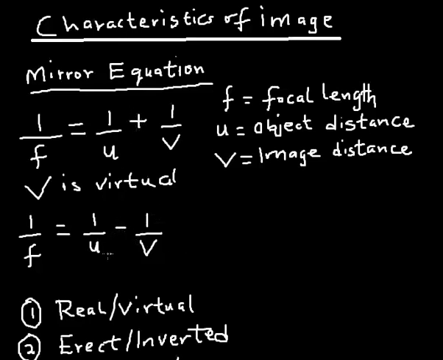Now the question: how do you know if the image is virtual? Let's now go to the ray diagram proper. The nature of the image, as we've already said, depends on the position of the object with respect to the principal focus. Now let's look at a situation where the object is placed before the principal focus, that is, the object distance is less than the focal length. Let's draw the ray diagram of that.